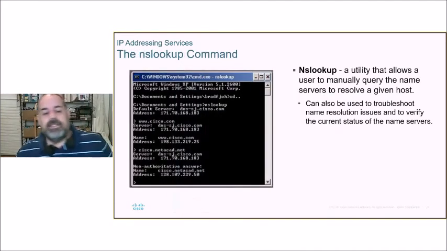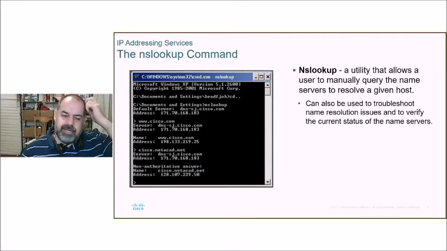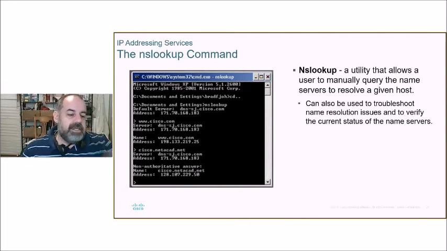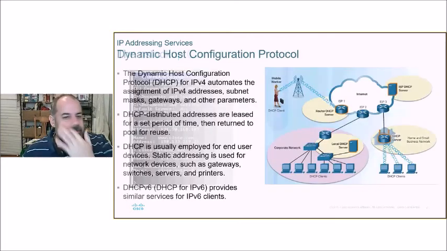Okay, so NS lookup is another tool we can use to test DNS. It's a utility that allows a user to manually query the name server to resolve a given host. It can also be used to troubleshoot name resolution issues and to verify the current status of the name servers. So you can type in nslookup and then type in a whole series of host names to look up, and it'll give you answers. Or you can just do nslookup cisco.com, and it will just do that one.